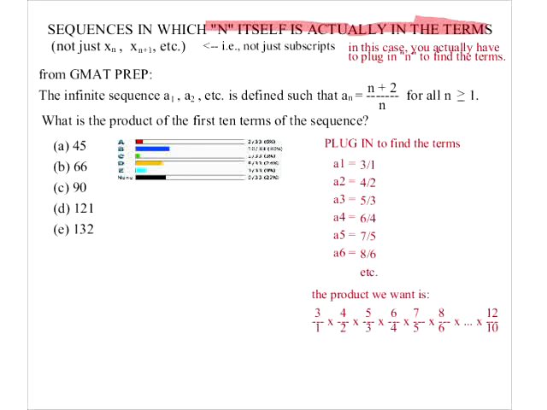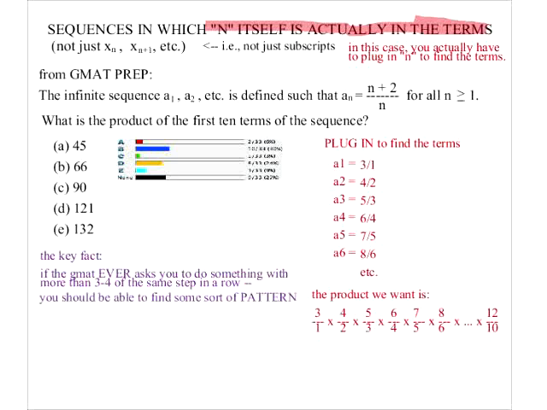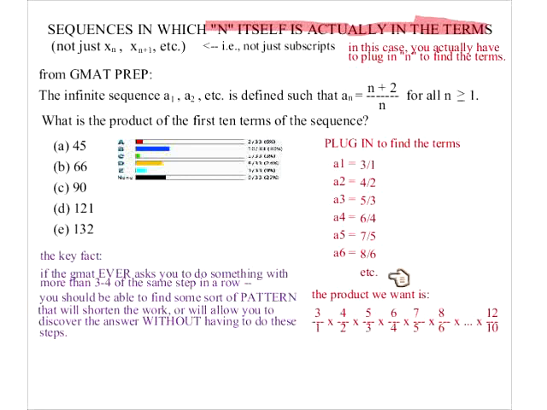What is the pattern here? The key fact is this: if the GMAT ever asks you to do something with more than like 3 to 4 steps, then you will always be able to find a pattern. You should be able to find some sort of pattern that will shorten the work or allow you to discover the answer without having to actually do all the steps. So what is happening here that shortens this calculation considerably? Can anybody type in the text box?